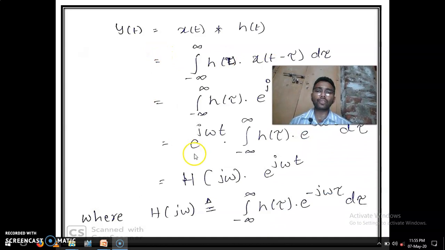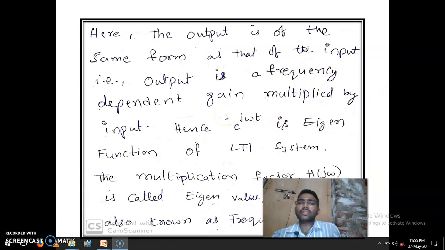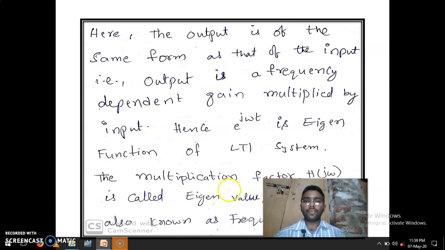So y of t, the output, is H of j omega, a constant with respect to time, multiplied with e power j omega t. So here the input and the output are of the same form, and hence this particular function, the complex exponential, is called the eigenfunction of the system. And H of j omega, the frequency dependent and time independent constant, is the eigenvalue, and it is also called the frequency response of the system. The frequency response talks about how the gain of the system varies with respect to the frequency of the input signal.